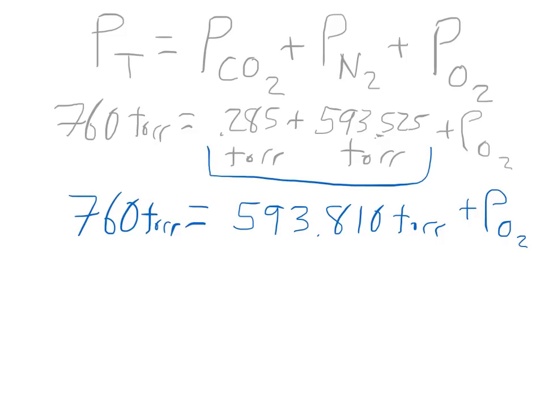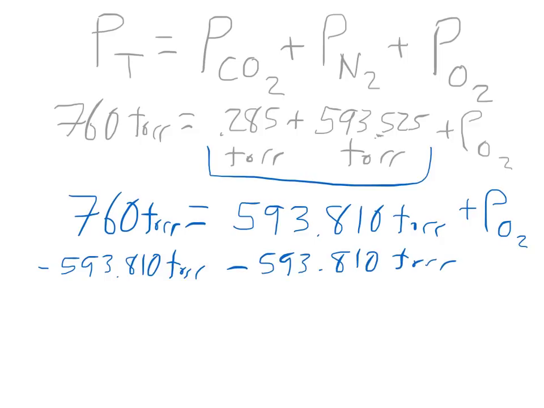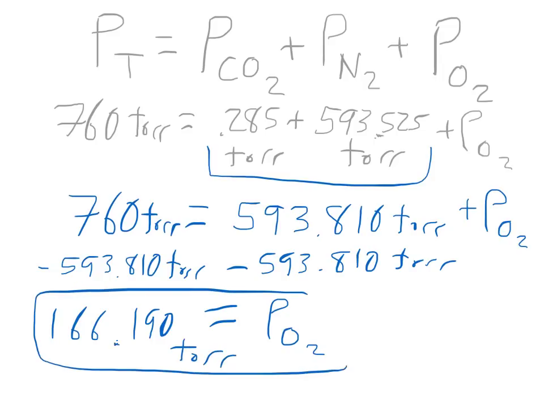The next step, in order to get the partial pressure of oxygen by itself, I would subtract 593.810 torr from each side of the equation. And after you do that, the partial pressure of oxygen is going to turn out to be 166.190 torr. And this is how you would find the partial pressure of a gas.